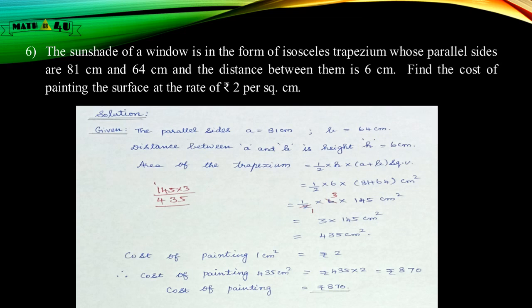We know that the cost of painting 1 centimeter square is equal to rupees 2. But we want to paint 435 centimeter square. Therefore, the cost of painting 435 centimeter square will be equal to 435 into 2. That is equal to rupees 870.